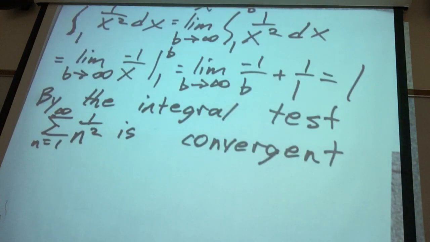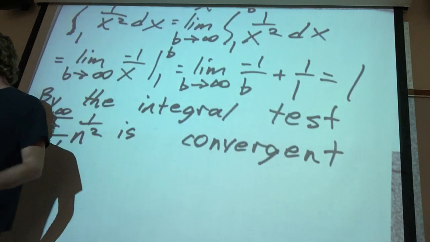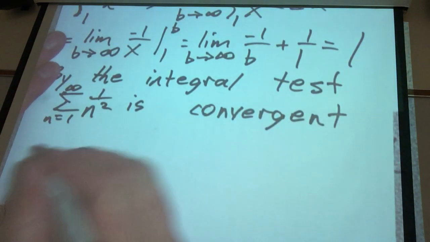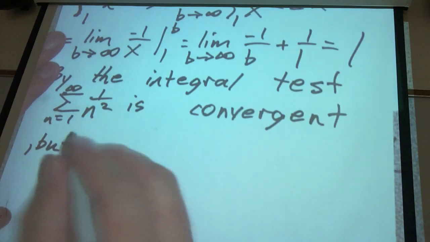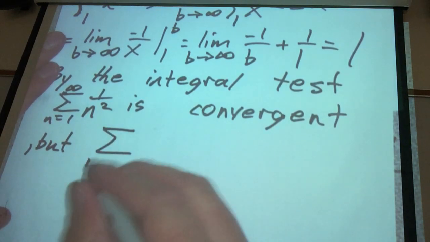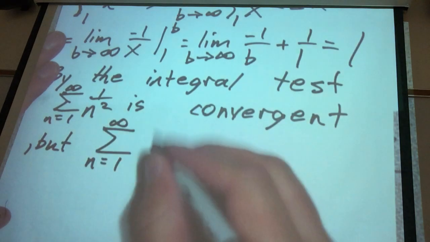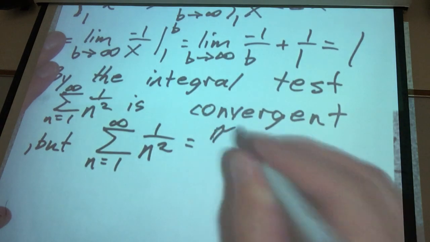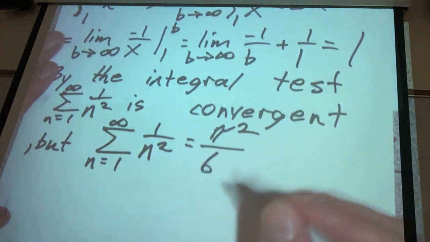There's an important thing to notice is that, yeah, by the integral test, this infinite series, which is a p-series, does converge. Okay, we've shown that. It does not equal 1. Okay, so the sum, I'll write it like this, but the sum n which equals 1 to infinity of 1 divided by n squared actually equals pi squared divided by 6.